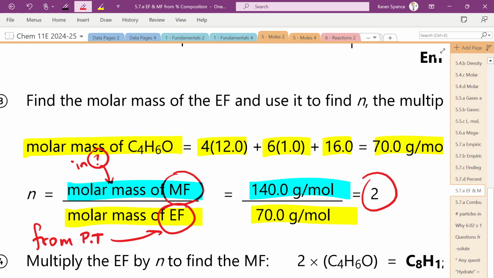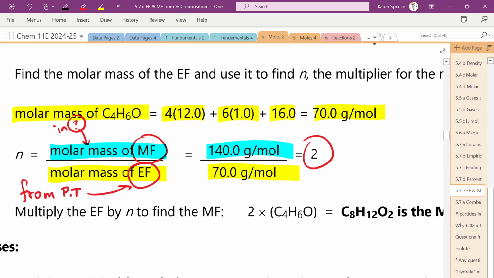If it wasn't close to a whole number, I'd say, oh dear, I've done something wrong. Or possibly Ms. Spence has done something wrong, which is always the other possibility. Yes? I'll try and make sure that when I write your test that we don't have any boo-boos like that, okay?